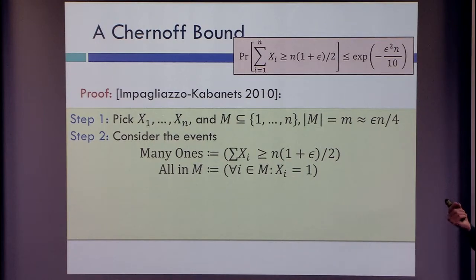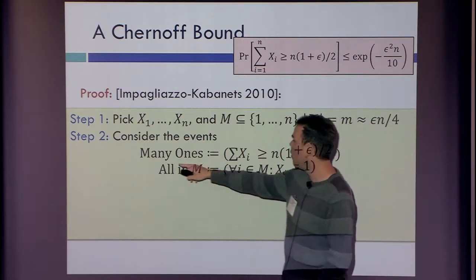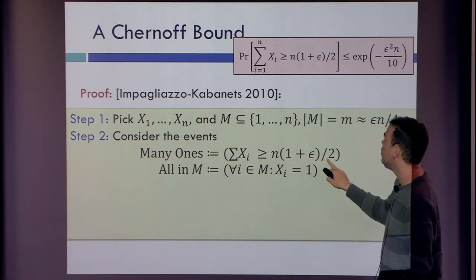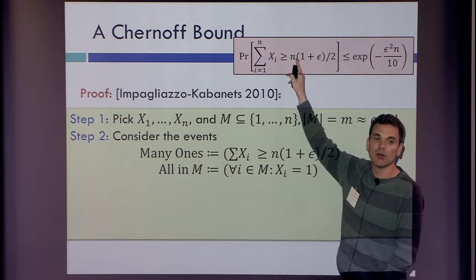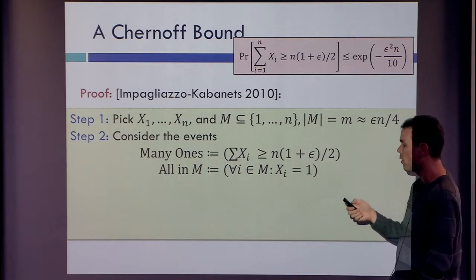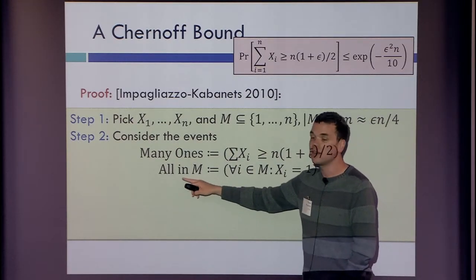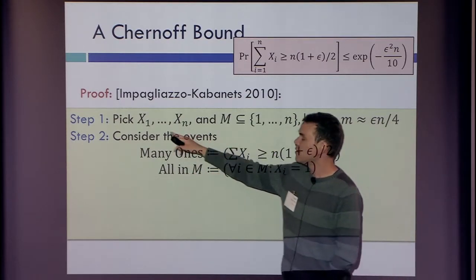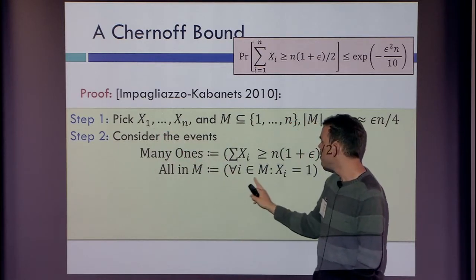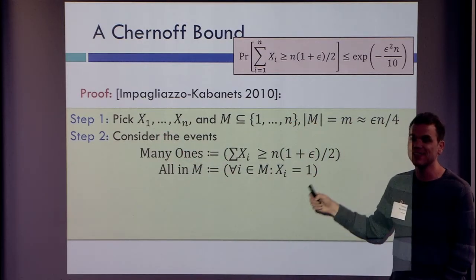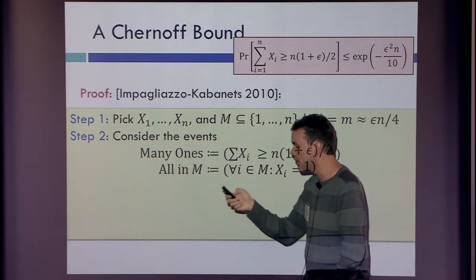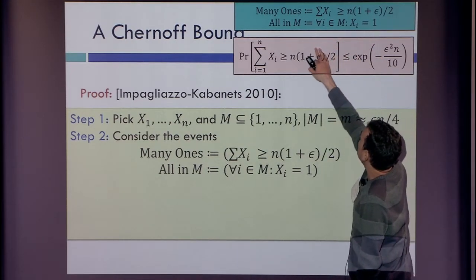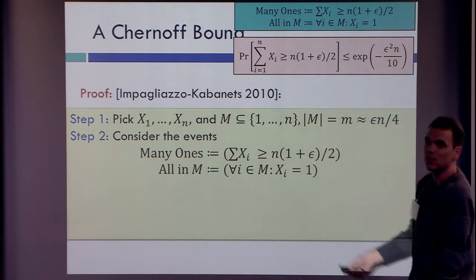Then we consider two events. The first I call many ones: the event that the number of xi equal to 1 is at least n times (1 plus epsilon) over 2. That's the event whose probability we want to show is small. Then we consider a different event, which I call all in M: the event that every xi for which i is in M is 1. That's why the event is called all in M. Because nobody can remember anything during a talk, or at least I can never remember these things, let me put these events up here so you can always look them up.